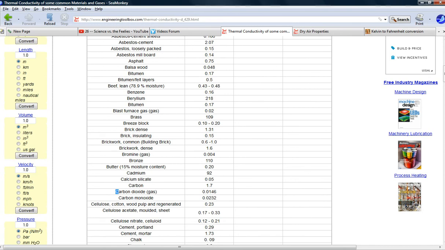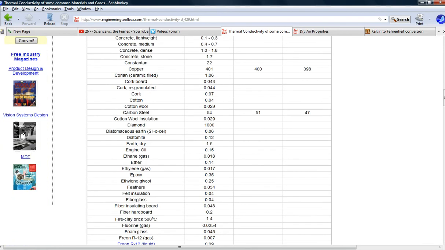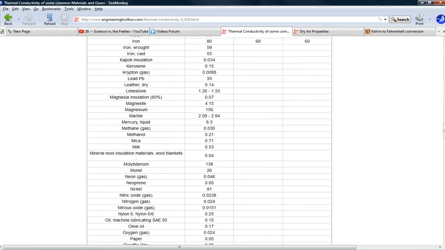Anyway, we'll take a look at thermal conductivity of certain gases. 0.0146 for carbon dioxide. And then nitrogen and oxygen both have the same number, 0.024. Now, the higher the number, the better the conductivity, which means the less of an insulator this gas is. So, yes, oxygen and nitrogen, which make up most of the atmosphere, are basically not quite as good insulators as carbon dioxide.